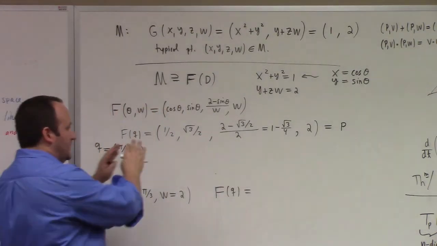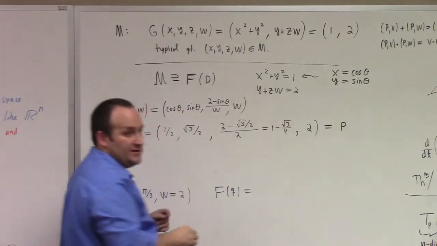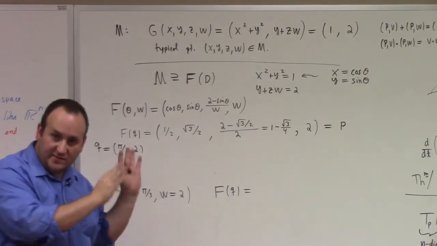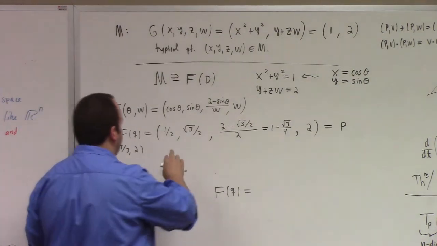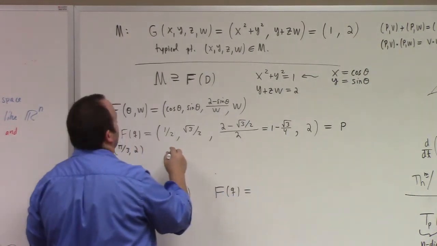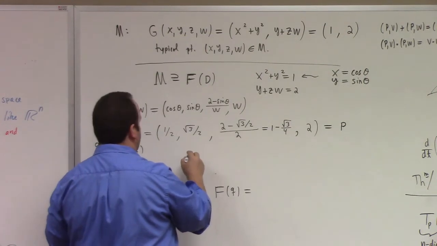So this right here is the point on the manifold I want to look at. I want to find the tangent space and the normal space to that. First of all, let's find the tangent space. So to do that, I need to calculate.